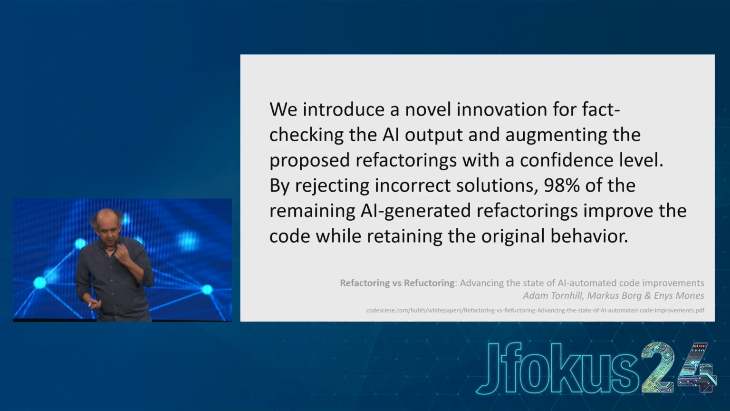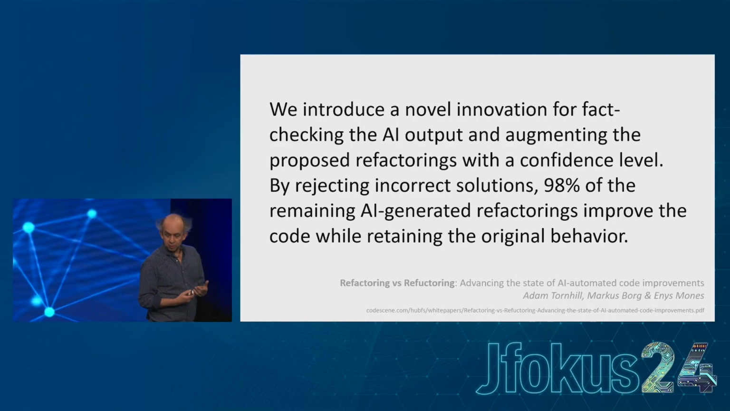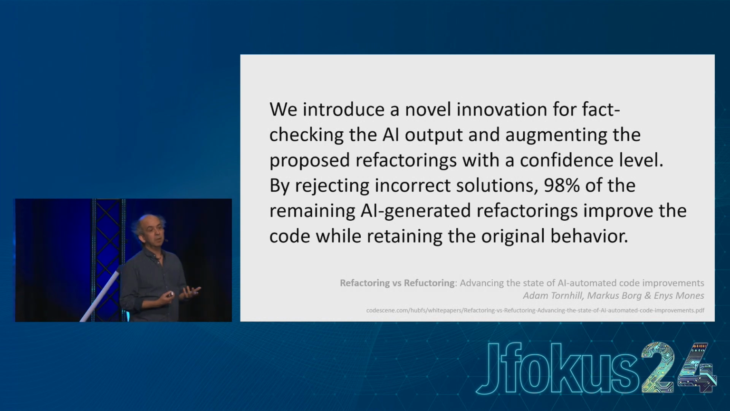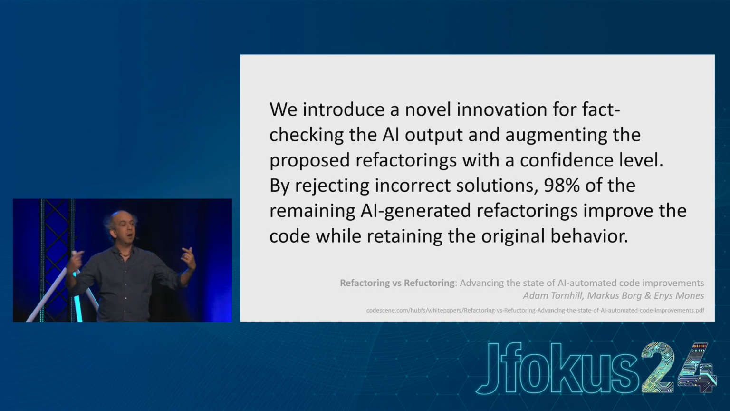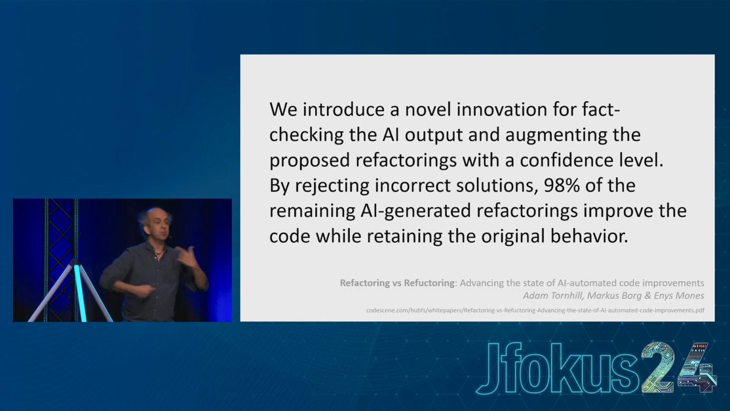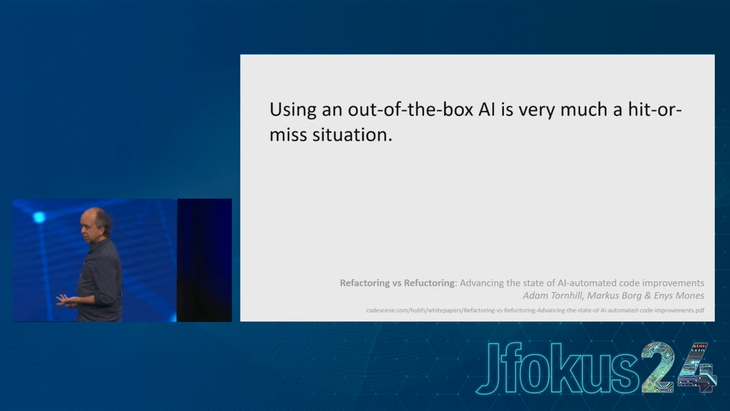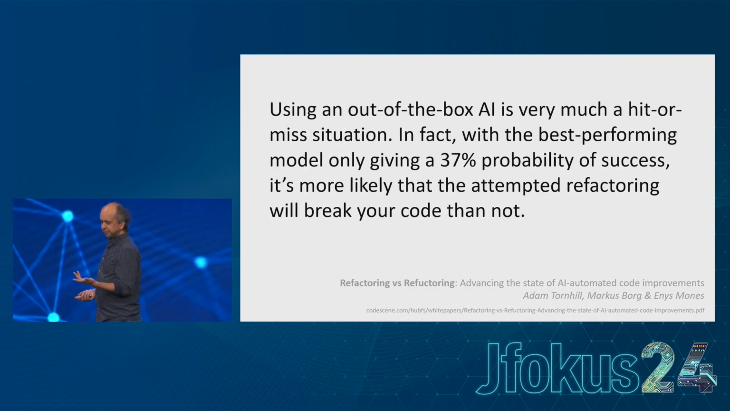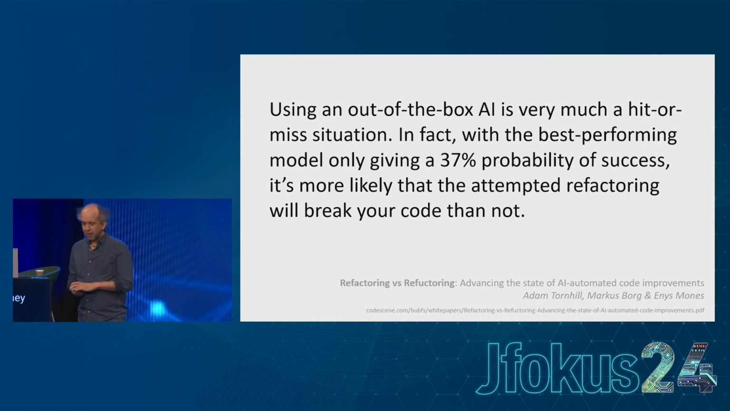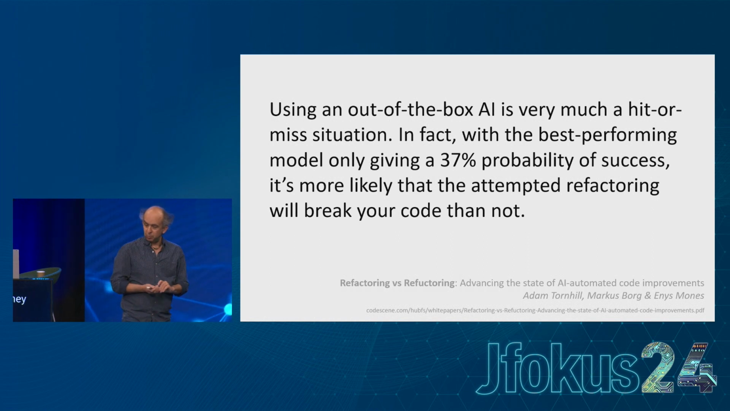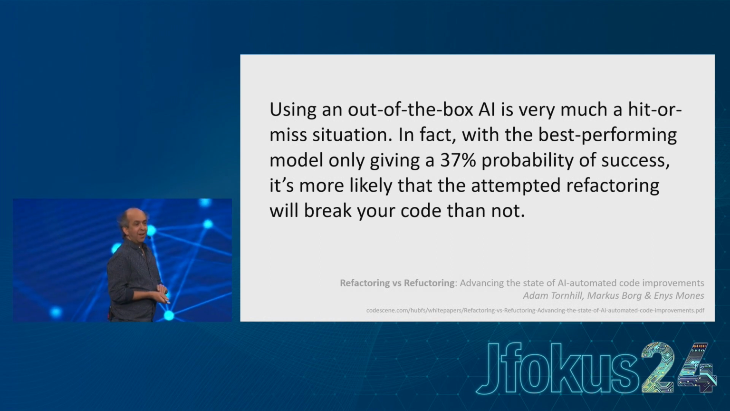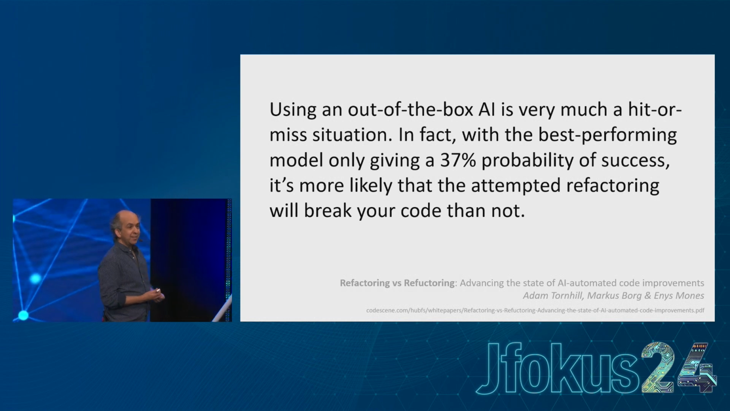Yeah? And they said, by rejecting incorrect solutions, 98% of the remaining AI-generated refactorings improve the code while retaining the original behavior. Okay, so in other words, they've decided to harness the idea of generating set-based solutions and then check them. Do a reality-based check. The problem is, out of the box, not so good. In fact, with the best performing model only giving a 37% probability of success, it's more likely that the attempted refactoring will break your code than not. 37% success on a refactoring is disastrous.